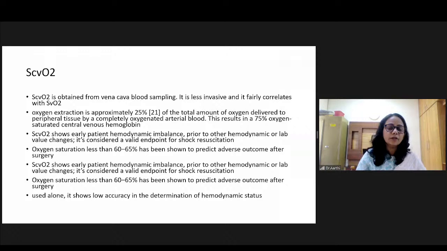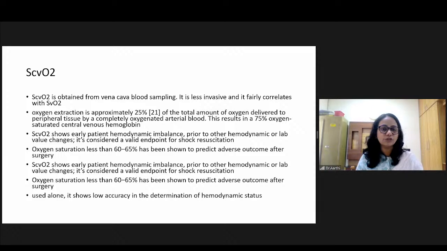So coming to another important parameter, which we analyze using a pulmonary arterial catheter and also the central venous catheters: either the mixed venous oxygen saturation or the central venous oxygen saturation. This central venous oxygen saturation is obtained from scalable blood sampling. It is less invasive and fairly correlates with the mixed venous oxygen saturation. So oxygen extraction is about 25% of the total amount of blood delivered to the peripheral tissues when it is completely oxygenated by the arterial blood. This results in 75% oxygen saturation in the central venous hemoglobin.